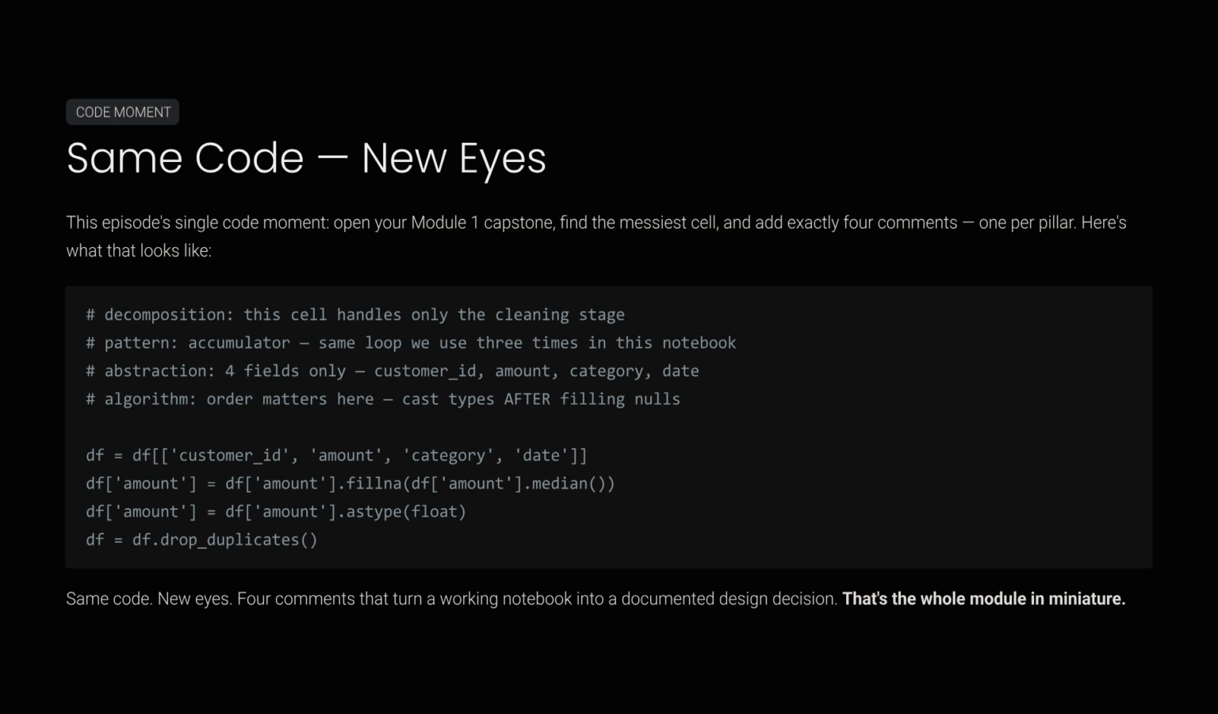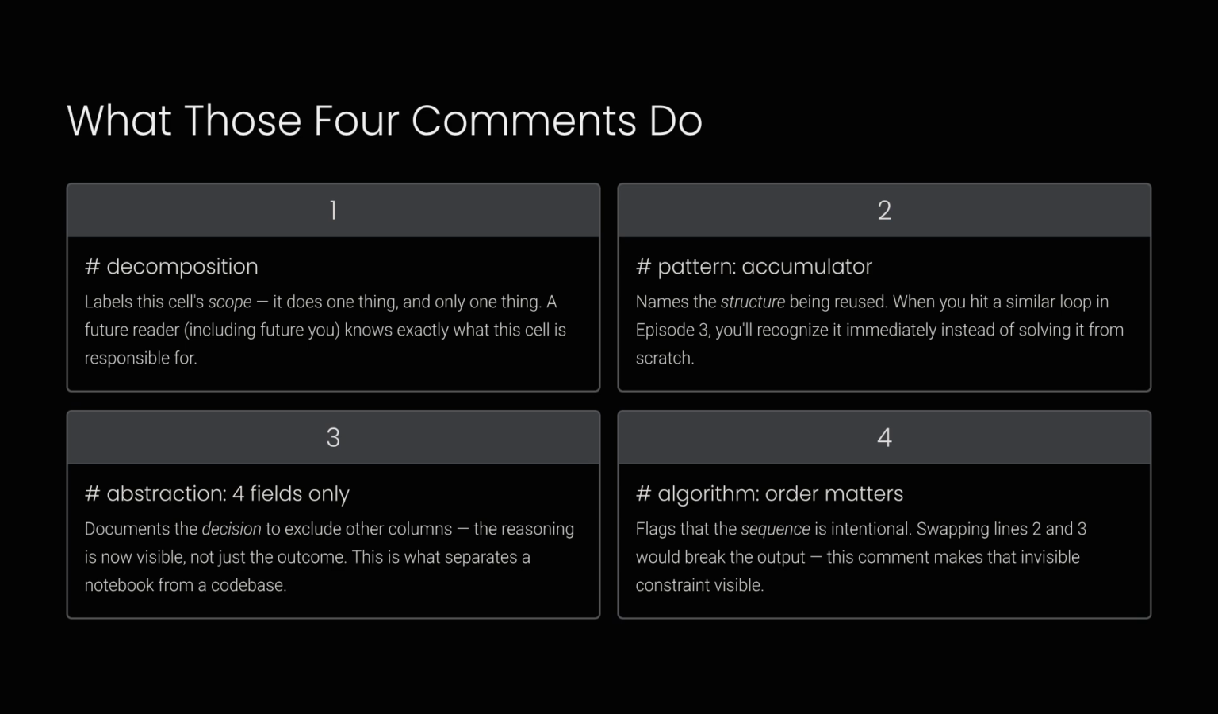For your code moment, revisit your Module 1 capstone. Find your messiest cell and add 4 comments, 1 for each pillar. This simple exercise turns your previous work into a documented design decision. These comments clarify your scope, name the reusable structures, justify your design choices, and flag intentional sequences. This turns a standard notebook into a professional-grade codebase.